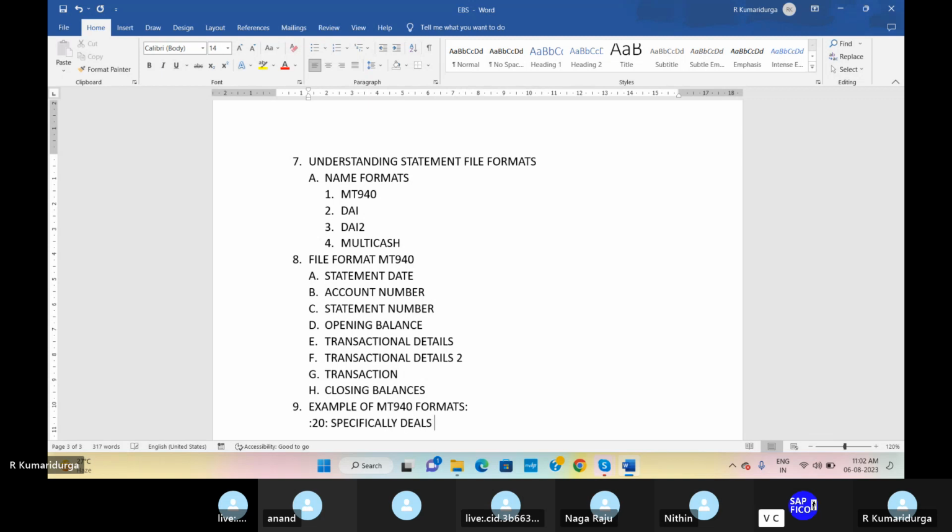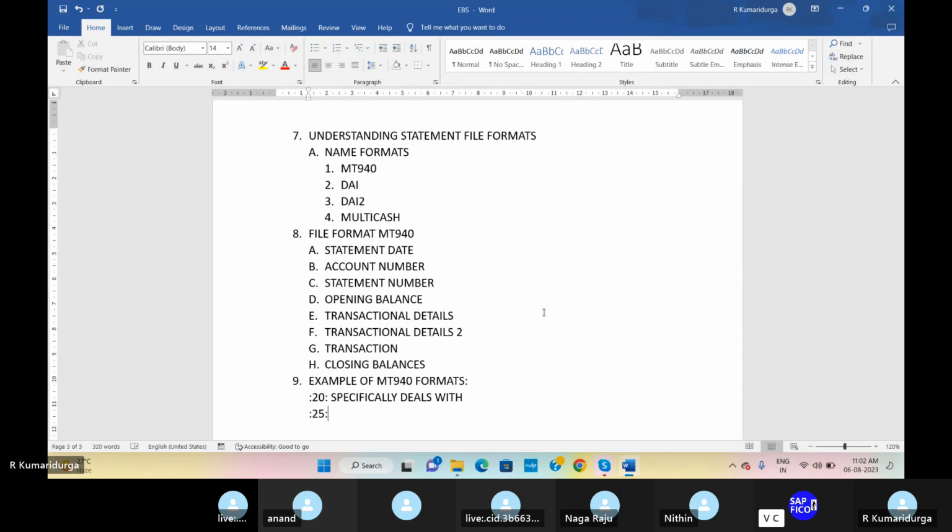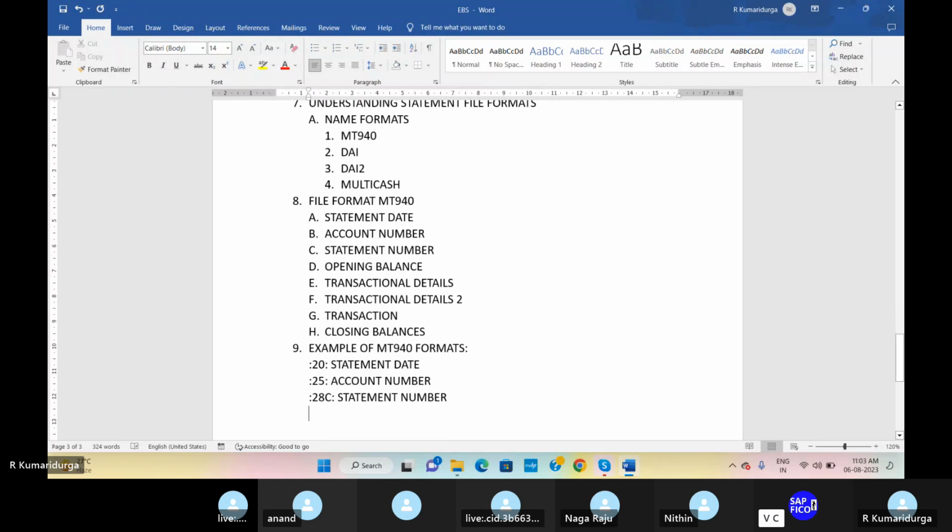Then next one, colon 25 colon, account number. Just put this, ma'am: colon 20 colon is statement date. Remove this thing, just give statement date only. The next one, colon 25 colon account number. Then colon 28C colon statement number. We don't have statement numbers, right? Statement number. Then next, colon 60F colon opening balance.